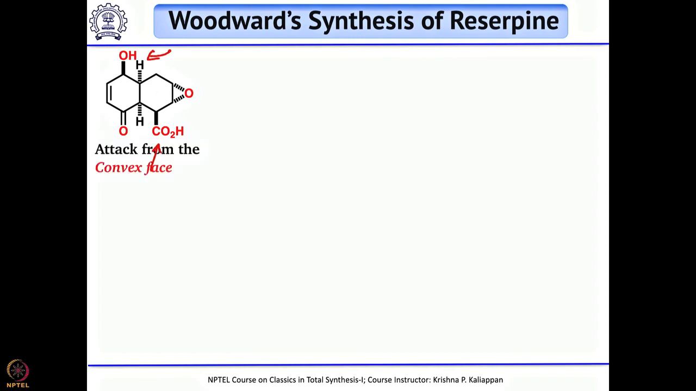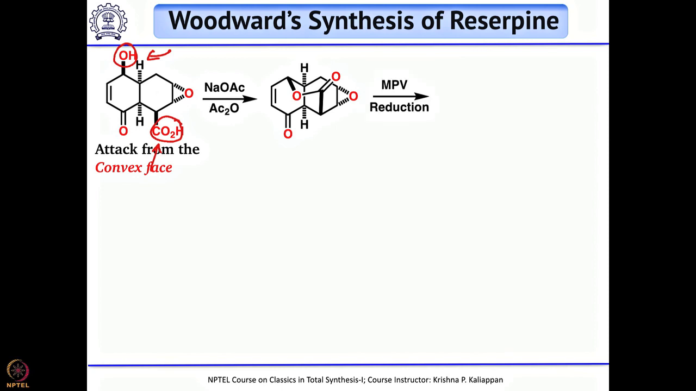If you treat with acetic anhydride, sodium acetate, what will happen? This will form an ester, a cyclic ester, that is called a lactone. This carboxylic acid and this alcohol will couple to form a lactone. Next, you have a few more functional groups.